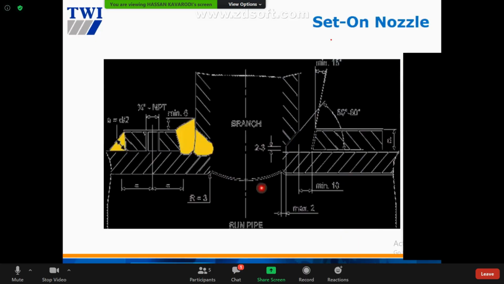All right, so here in set on, remember, we have the bevel carried out in the nozzle. Yeah. And then we have the shell here. Okay. And that is reinforcement. This is an example of reinforcement.